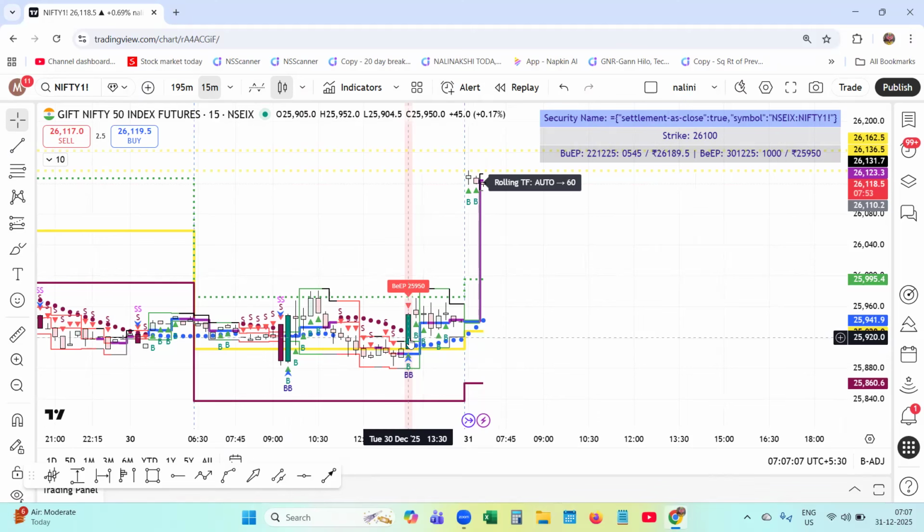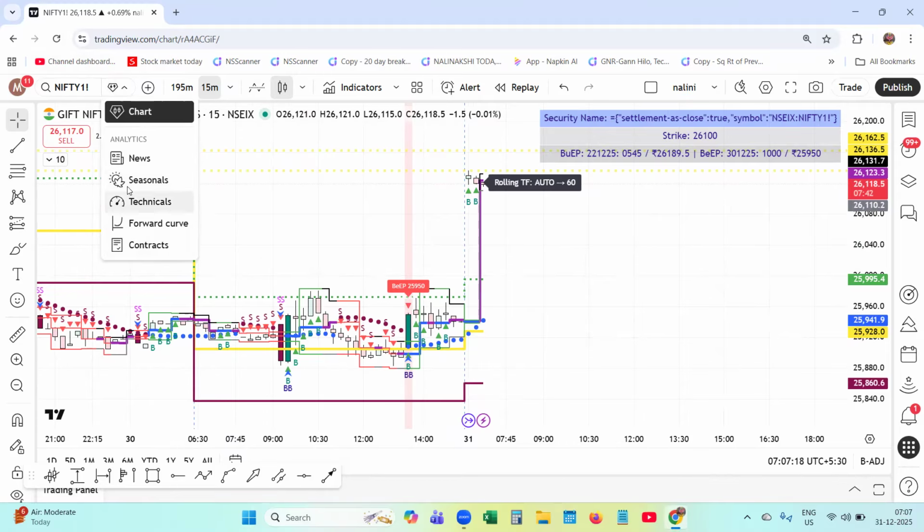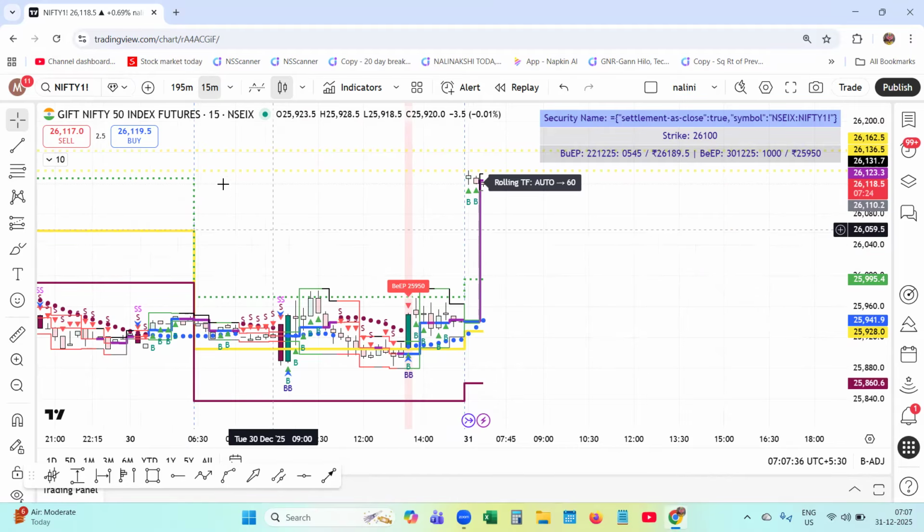Listen to me, friends. You need to change your settings. And another feature has been added in TradingView here at the top. If you click on this, you get the news, you get seasonals, technicals, forward curve, and contracts. This is for the Gift Nifty futures.